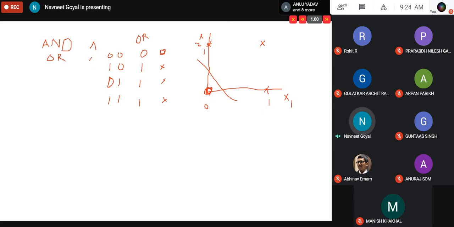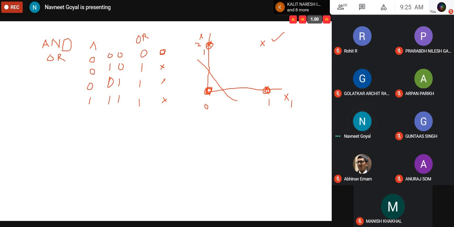So what if it is 0, 0? It will be 0. What is 1, 0? 0. 0, 1 is 0, and 1, 1 is 1. So only this point is different. So 0, 0, 0: this point becomes a circle, and this point also becomes a circle. And this point is a cross.